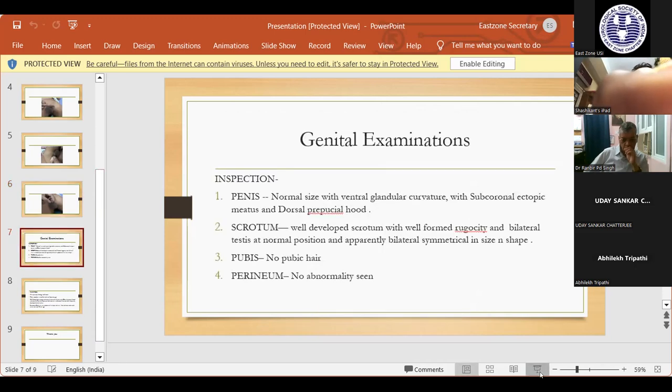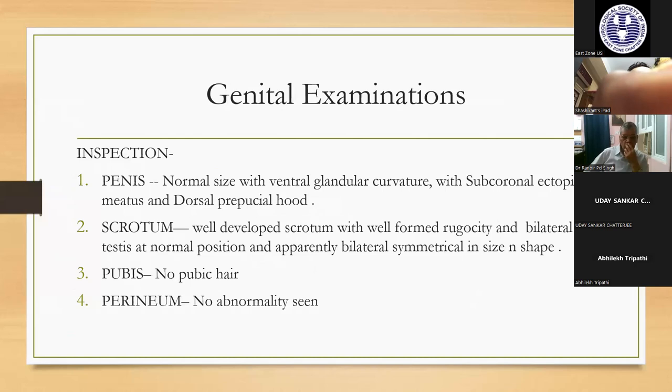So it's a normal size penis. There is a glandular curvature, ventral glandular curvature, subcoronal ectopic meatus, dorsal preputial hood. Scrotum is well developed with good rugosity. Bilateral testes are at normal position, apparently symmetrical in size and shape. Pubic hairs are not developed. There is no obvious abnormality in the perineum. Okay, sir. Next slide.